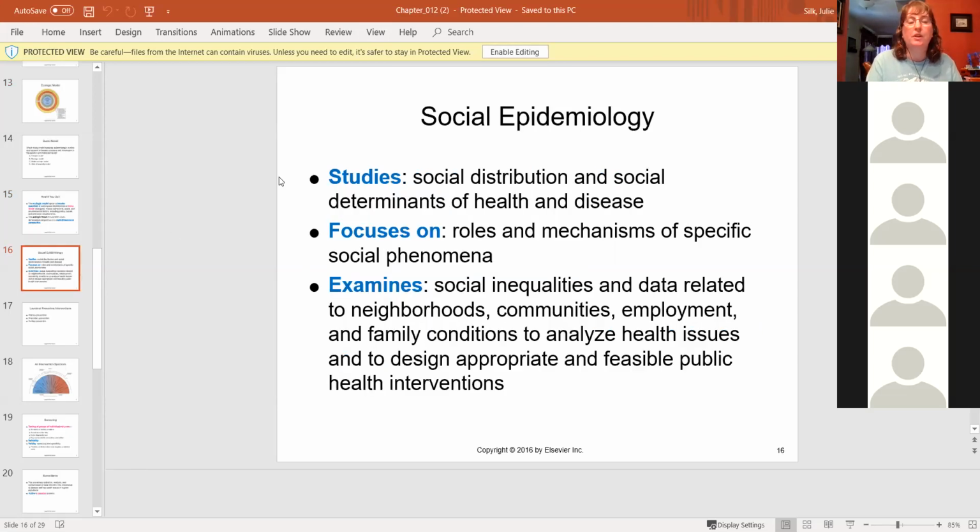Okay, so the next thing talks about social epidemiology. This focuses on roles and mechanisms of specific social phenomena. It looks at social inequalities and data related to neighborhoods, communities, employment, and family conditions to analyze health issues and to design appropriate and feasible public health interventions.